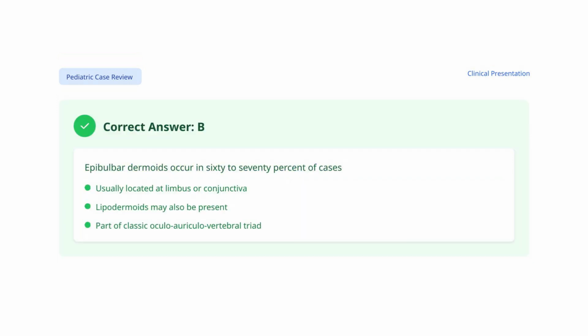Epibulbar dermoids occur in 60 to 70% of Goldenhar syndrome cases. These benign tumors typically appear at the limbus or conjunctiva. Lipodermoids may also be present in affected patients. Epibulbar dermoids represent the ocular component of the classic oculoauriculovertebral triad that defines this syndrome.